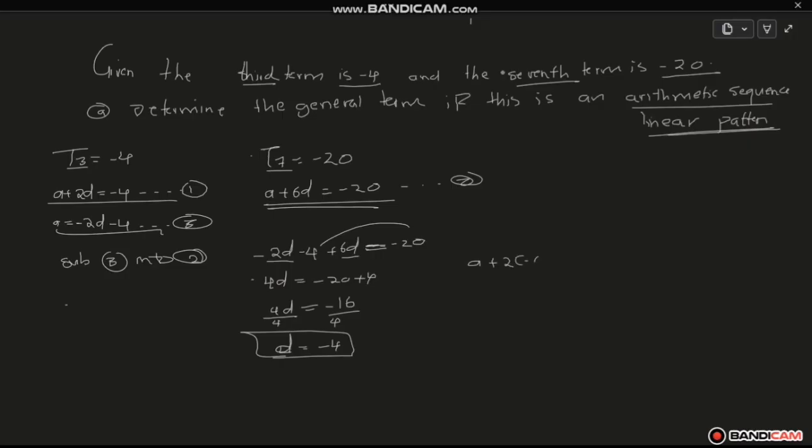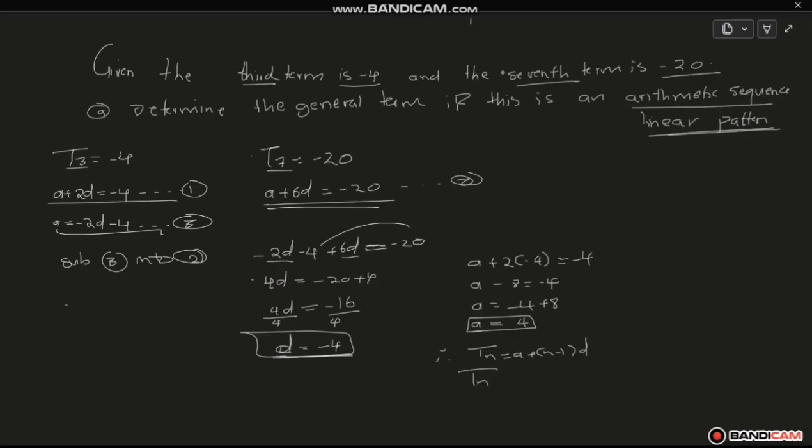A plus 2d, you know that d is negative 4, equal to negative 4. Therefore, a minus 8 equals negative 4. You transpose the 8, you will have negative 4 plus 8 will give you positive 4. Therefore, you use the formula. You have a equal to 4 now and you have d, and this is an arithmetic. Do not forget that. Then you use Tn equal to a plus n minus 1 d.